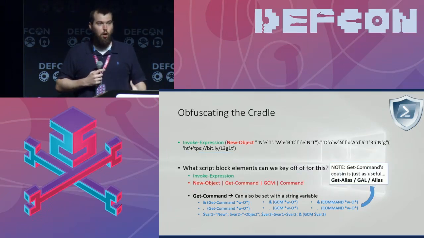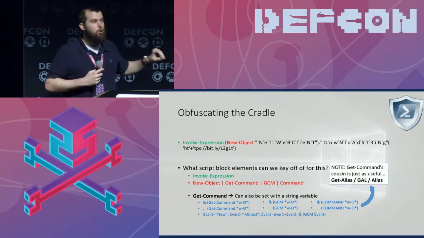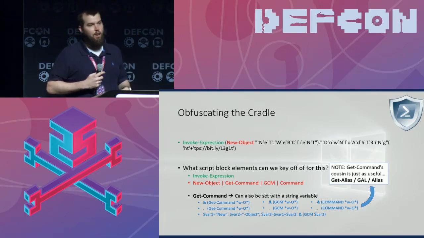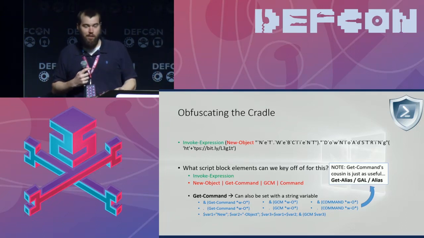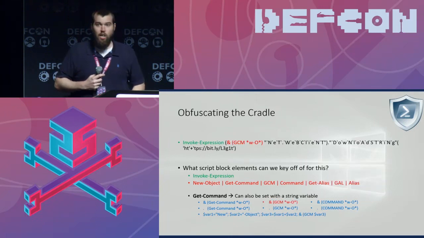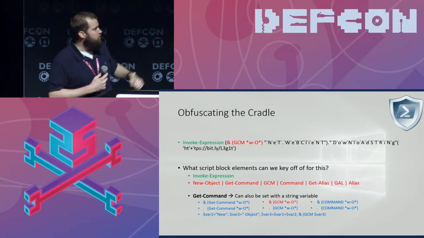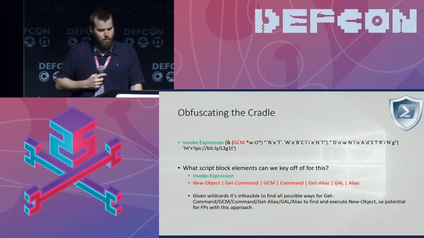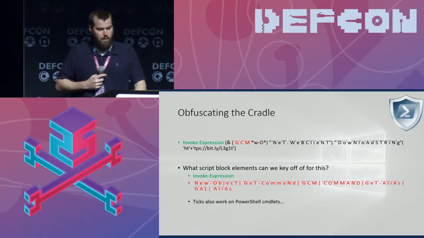In addition to all the Get-Command stuff we just said, you can do the exact same thing with Get-Alias, GAL, or Get-Alias's alias, which is called alias. You can use that against the alias name instead of the commandlet name. So there's a lot going on there. Why don't we just choose this GCM W-O example right there. So it's getting a little crazy.